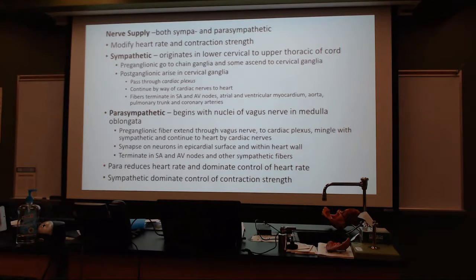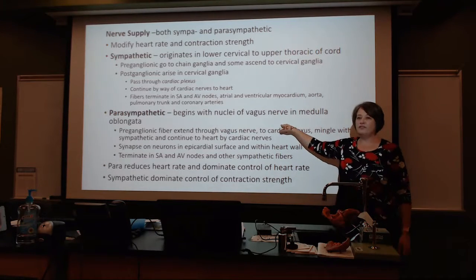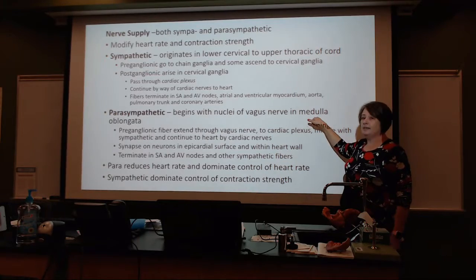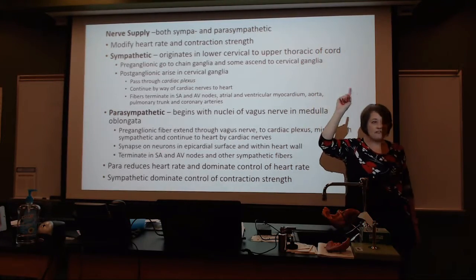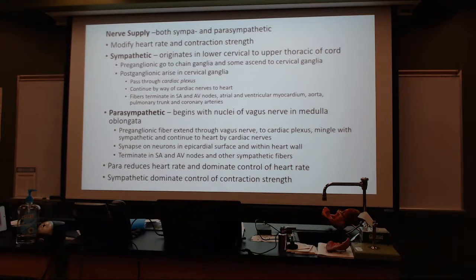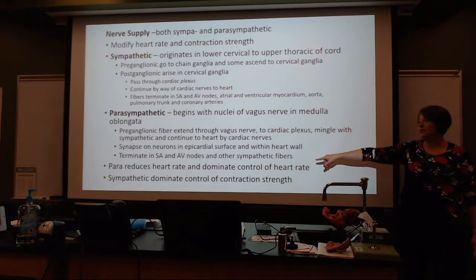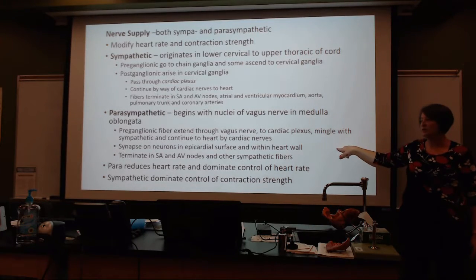So my parasympathetic, by way of the vagus nerve, based upon nuclei, meaning nerve cell bodies, in that medulla oblongata, where I will find my cardiac center. My cardiac center, monitoring all of the activities of the heart, is found in the primitive region of my brain. So, the parasympathetic, by way of its fibers, through that vagus nerve to the cardiac plexus, they're going to kind of mingle a little bit with the sympathetic and continue to the heart by way of the cardiac nerves.